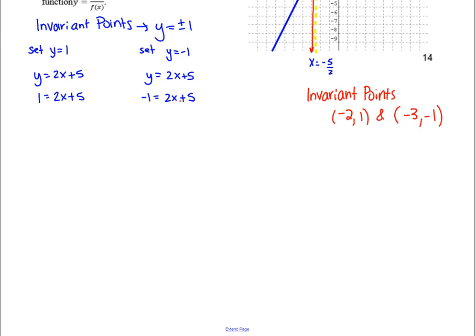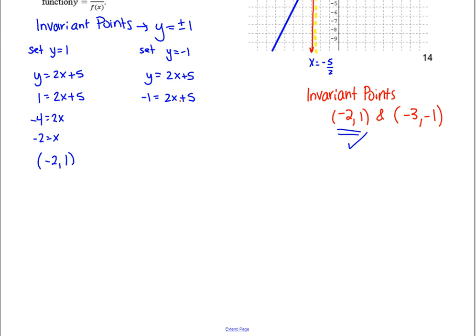So in the first one, I would subtract 5, which gives me negative 4. Divide by 2, and it gives you negative 2. So notice this point, x is negative 2, y is positive 1, right here.